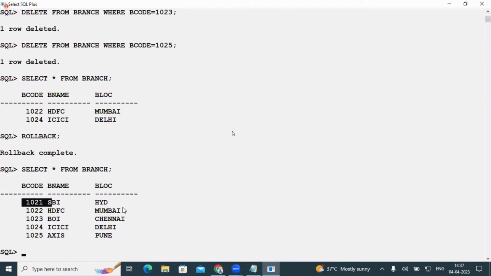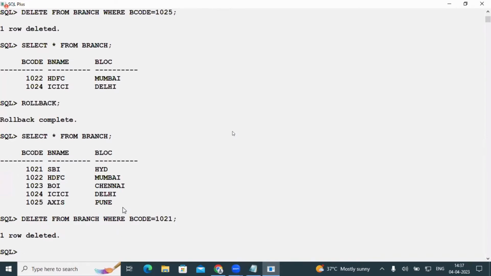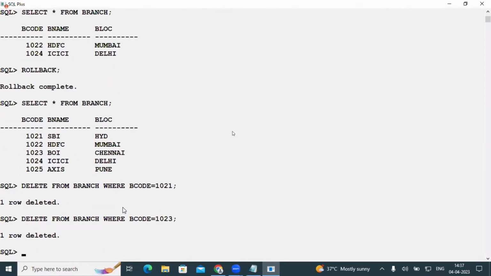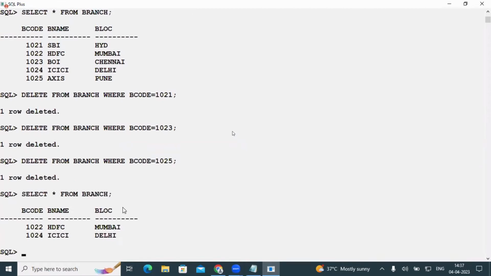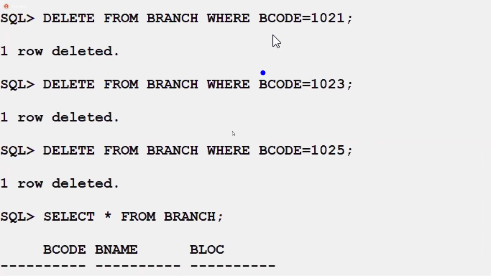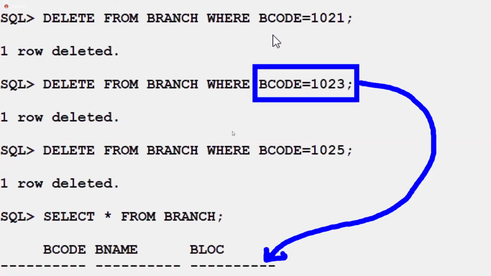Next question, observe. Now, as usual, I'm deleting 21, deleting 23, deleting 25. How many deleted? Again in your database, how many rows are left? 2 rows left. Okay, right. Now among these 3, I want to roll back 1023 in my table. 1021, I don't want to roll back. 1025, I don't want to roll back. I want to roll back only 1023.